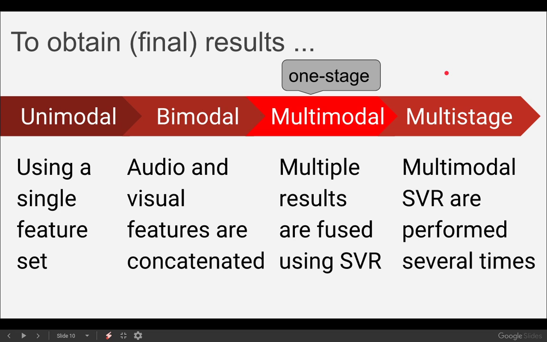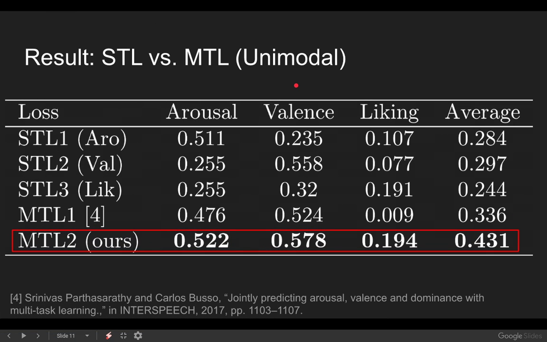To obtain the final, best result, we perform the following steps. And this is the result. First, we present the result for the unimodal MTL approach compared to STL, or single task learning, as baseline. We optimized each emotion dimension. For example, in the first method, STL1, we optimized arousal and got the highest CCC score on arousal, while valence and liking are lower because we optimized arousal. In the second method, we optimize valence, and we see that we got the best CCC score on valence.